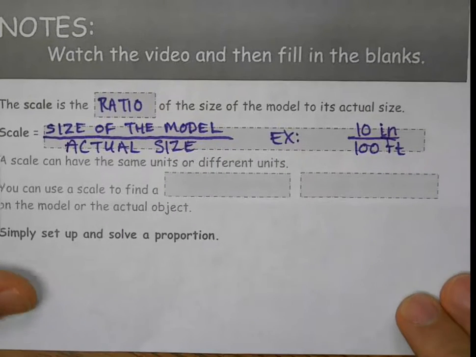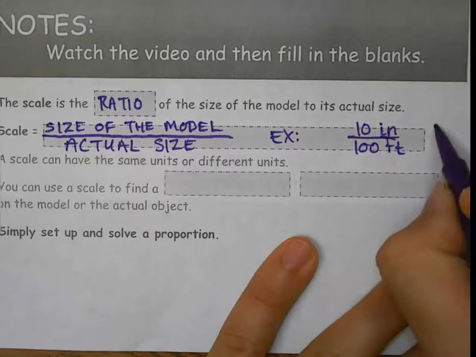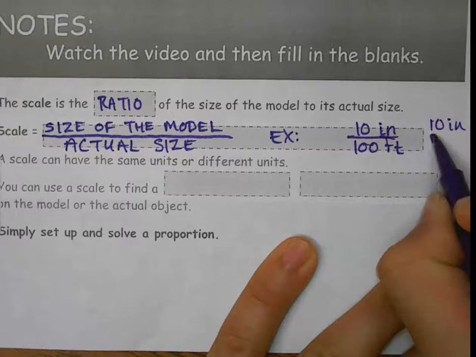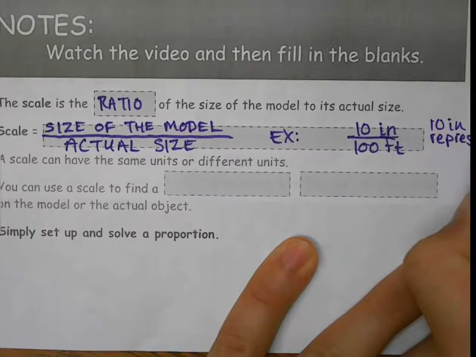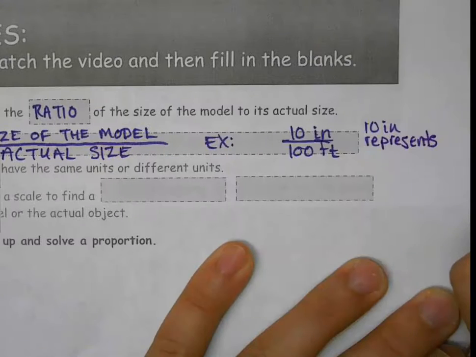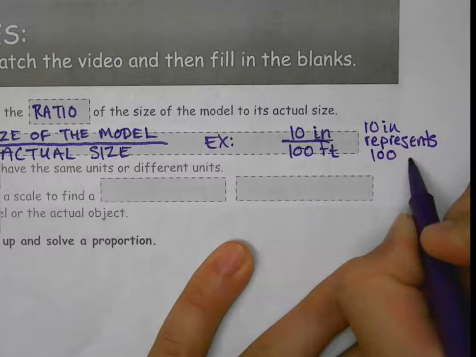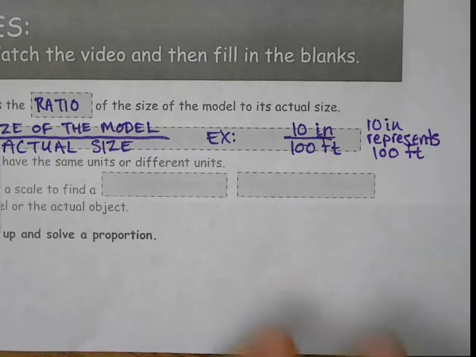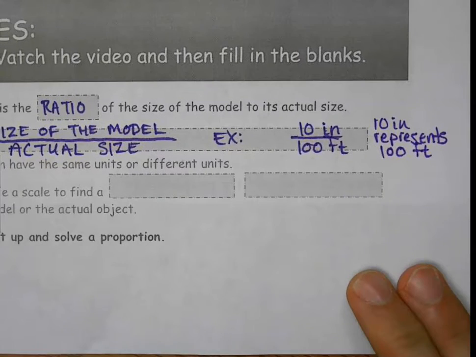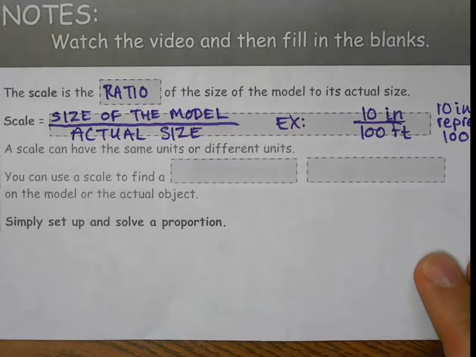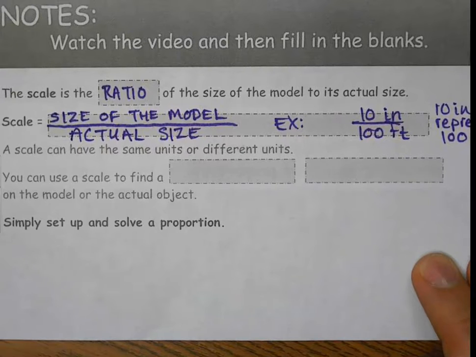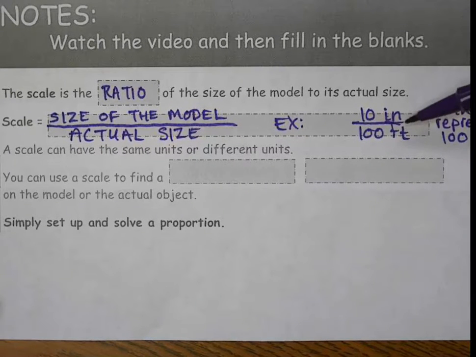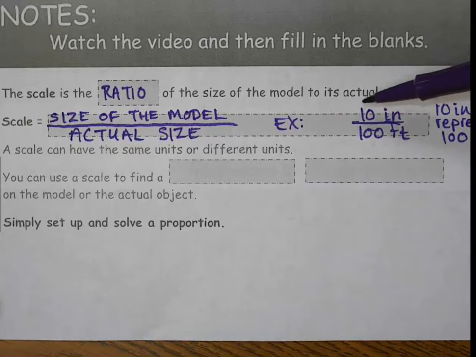And what they'll do in a word problem is they'll say 10 inches represents 100 feet. Something like that. Sometimes they'll put an equal sign. They can word it different ways. Okay? A scale, back to the notes, a scale can have the same units or different units. Like this, I had different units, inches and feet, but you could use the same. Like if I said 1 foot equals 100 feet. Okay? You can do that.